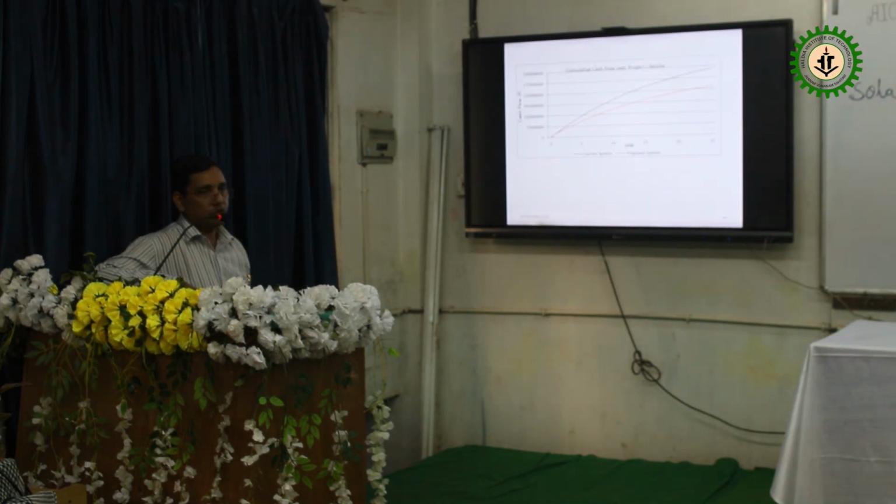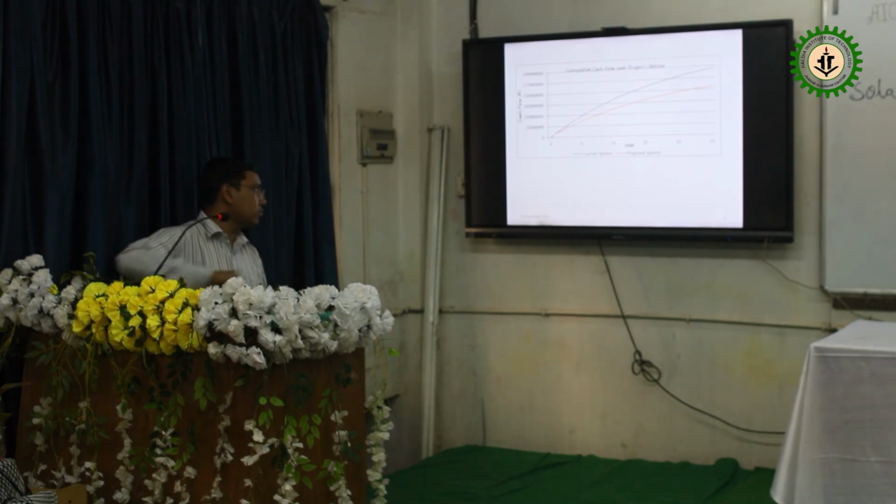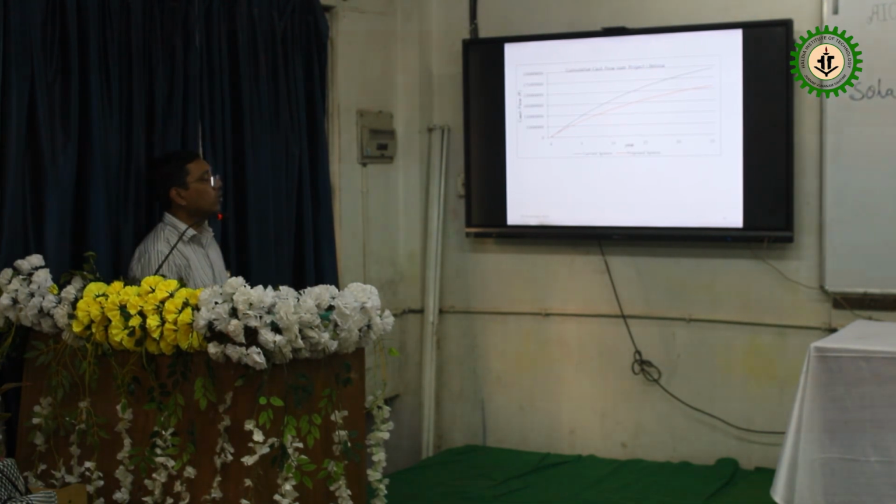Just the cumulative cash flow within the 25 years that you can plan, maybe 20 years, 25 years, whatever the target years are. So you can take your project lifetime and multiply up to the 25-year life of the PV system. Generally it is given in the different specifications, 25 years or 20 years.